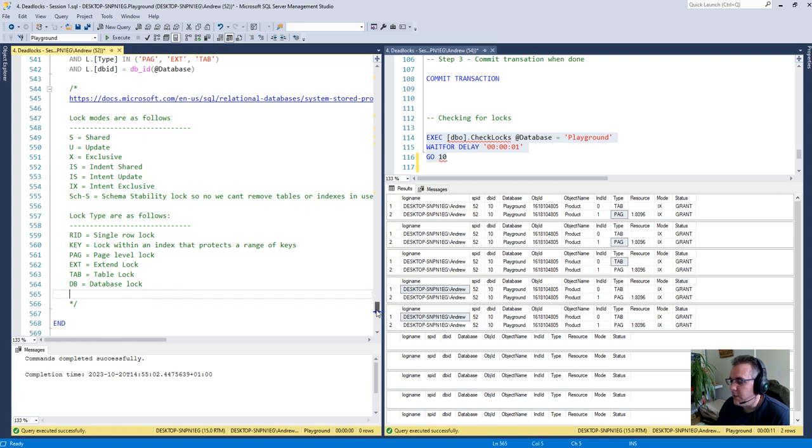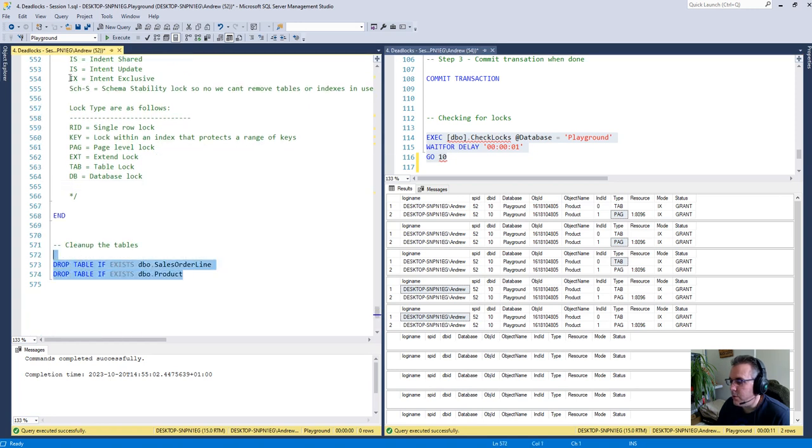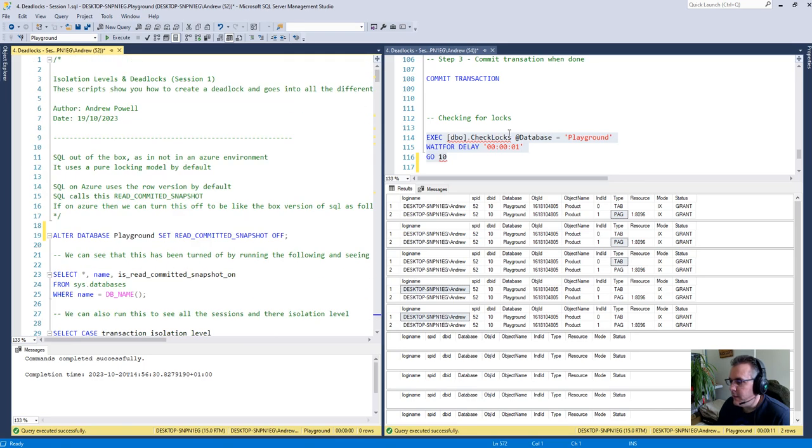But yeah, that's isolation levels and deadlocks. So I'll just clean up my database, and that's it.